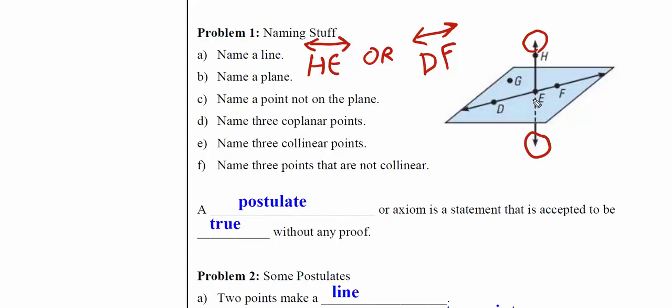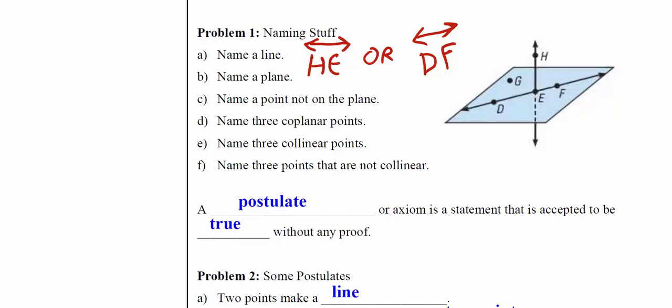Now, concerning line DF, we could have also named this by another 2 points in this line. So you'll note that it goes on forever in this direction and this direction. We could have named it DE. We could have named it line ED. We could have named it line FD. We could have named it line EF, or we could have named it line FE.